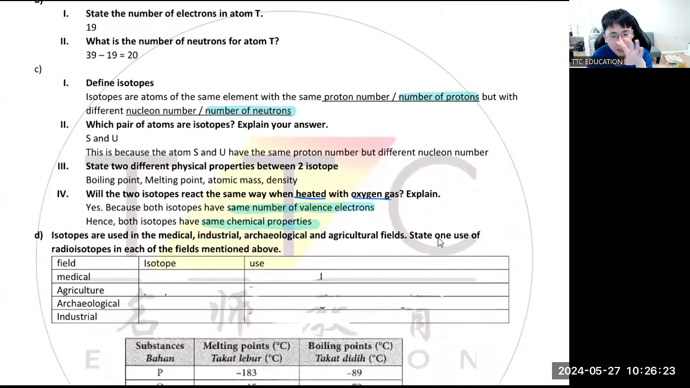Okay, and moving on, time to memorize some examples of isotopes. So in the medical field, what isotopes do we have? The common one for the medical field is basically cobalt-60. Cobalt-60 is used because it gives out gamma ray, and gamma ray is very strong. It's a very strong radiation that can kill your bacteria, kill your virus, and even your cancer cell. So you can see that from here, to kill cancer cell.